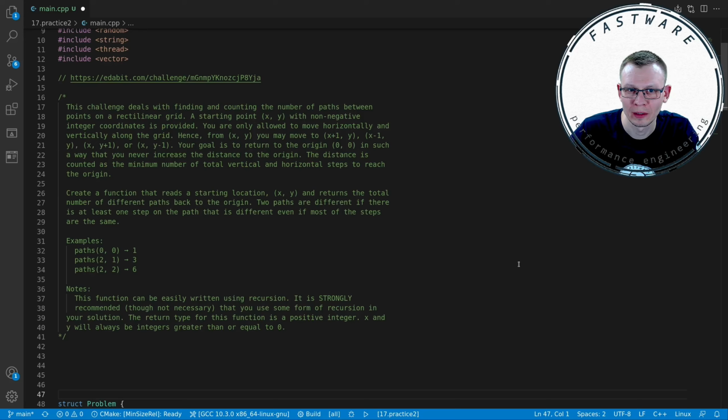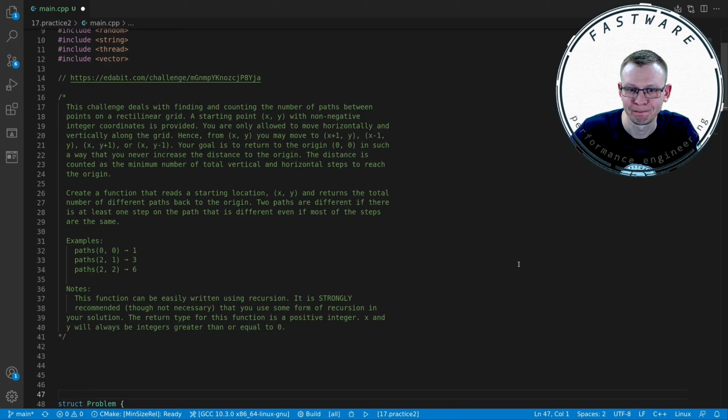So I was doing my mandatory practicing at home and I found a problem which I wanted to share with you this time. I found it on a site again. And this particular challenge is, given a location x, y on a rectilinear grid, you need to count the number of ways to make it back to the origin point of 0, 0. Obviously, this is an interesting problem because there are so many ways of solving it.